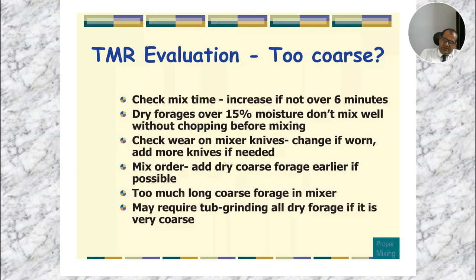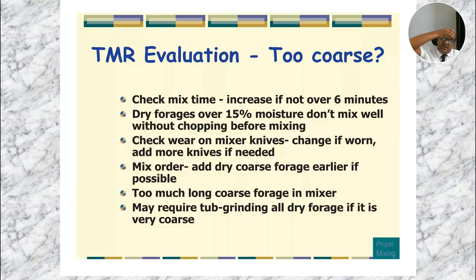Then how to evaluate whether it's too coarse, too brittle, or sometimes the chopped pieces are very small or very big. So check the mix time, and increase it if it is not over 6 minutes. Dry forages over 15% moisture don't mix well, because if they are not chopped, they can contain moisture to the extent of 85% or 80% sometimes. So we need to chop them, dry them a little bit, then add them to the TMR ration.